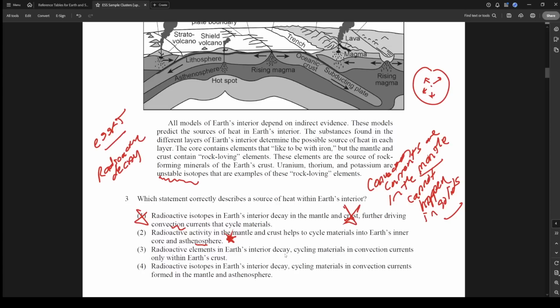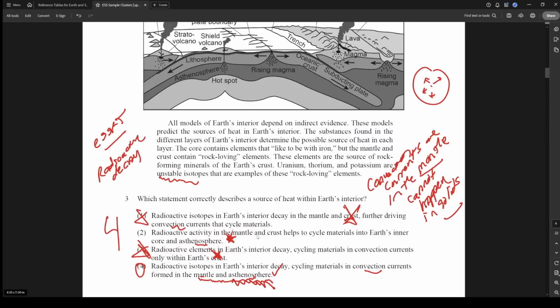Radioactive elements in the Earth's interior decay, cycling materials and convection currents only within the crust. This is totally wrong, because like we said, it happens in the mantle, and it's not really happening in the crust. So that's out. Radioactive isotopes in Earth's interior decay, cycling materials in convection currents formed in the mantle and asthenosphere. That's huge. That is where convection currents really occur, in the asthenosphere. So this is pretty much going to be right, because we have the mantle and asthenosphere. The one we didn't cross out has the inner core and asthenosphere. So number 4 is going to be our best bet.